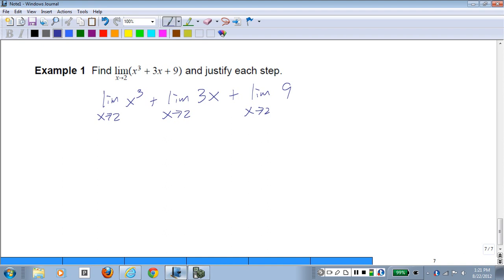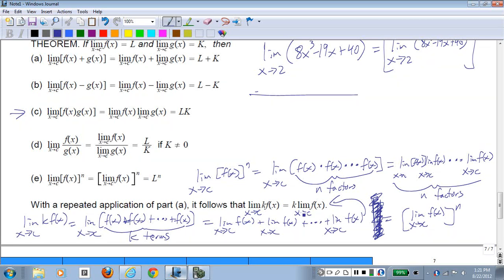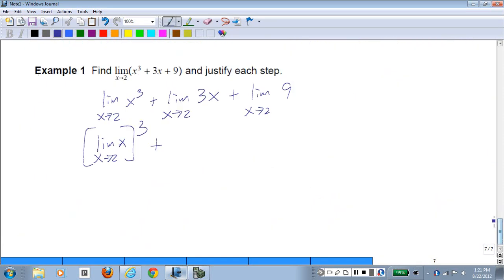Instead, what I want to use is the limit of an expression raised to a power is equal to the limit of that expression raised to a power. Basically, instead of x cubed, I want to calculate the limit of x as x approaches 2 and cube that. It's just an extra step here. And for this one, I can use this very last one, the limit of k times f of x equals k times the limit of f of x. Could use that and take the 3 and pass it through the limit and write it like that.